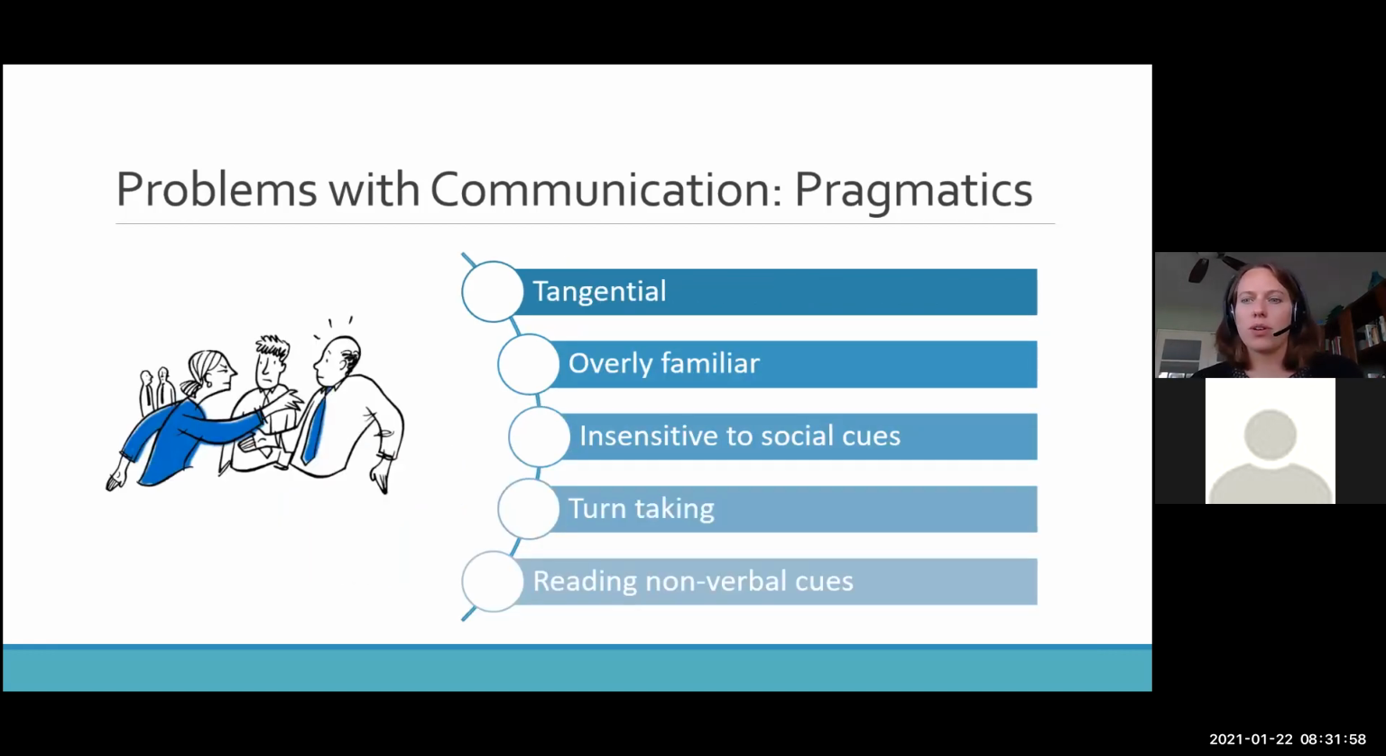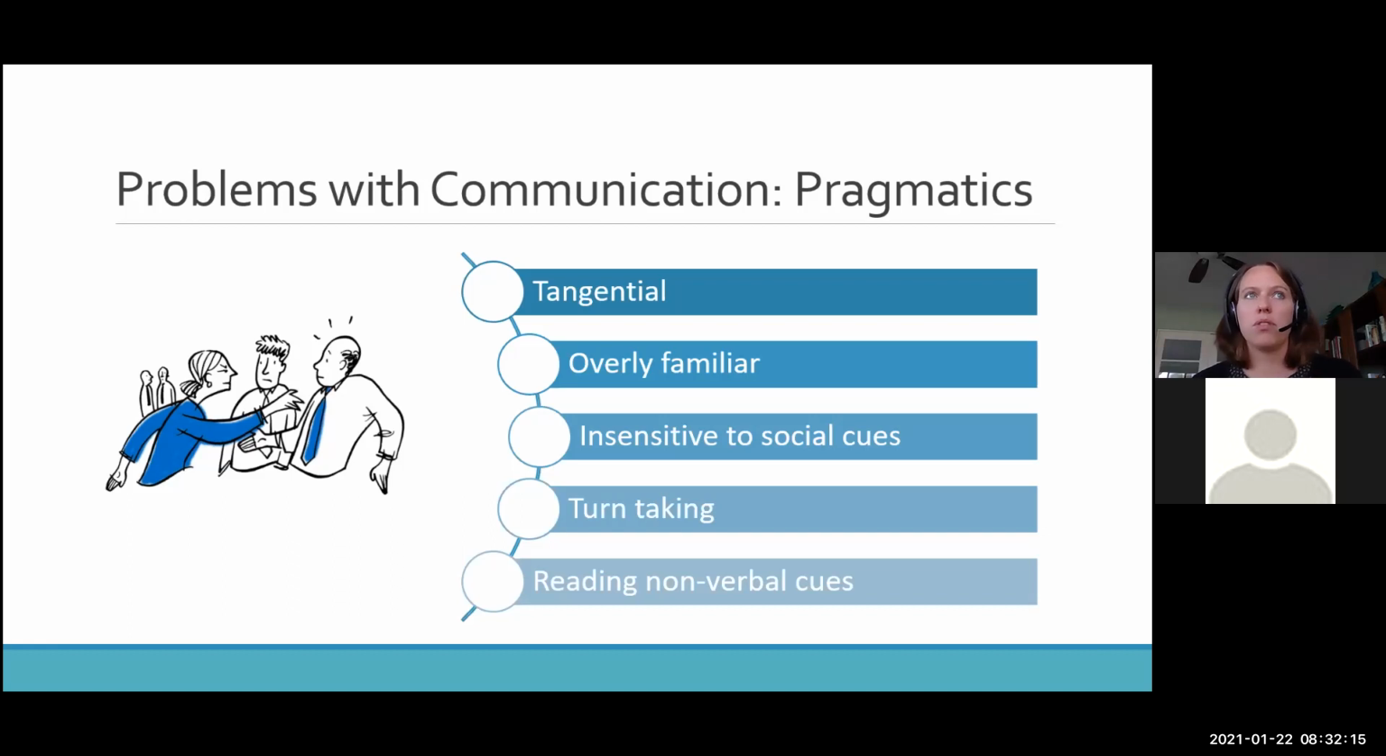The person may also have some difficulty with pragmatics. So being more tangential, not necessarily being aware of personal boundaries, or what's appropriate to say to someone you just met versus someone you've known for a long time, may not pick up on social cues.